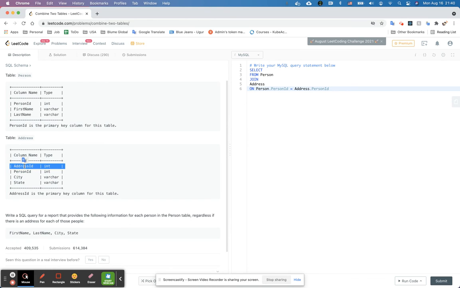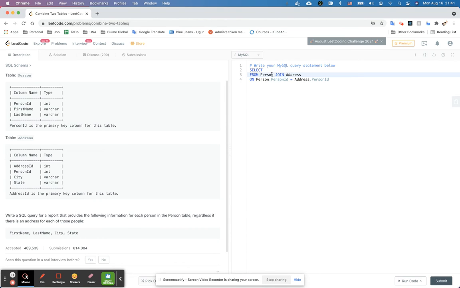Okay, because address ID here is the primary key, so it is going to be unique. For all the addresses, we have only one unique address ID. Okay, then we join the Person table and the Address table. How can we join these two tables? Think like this: the first table, on the left-hand side, is Person, which is here. Okay, think like that.